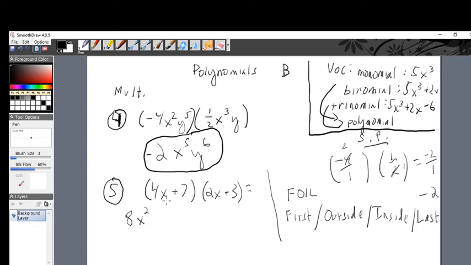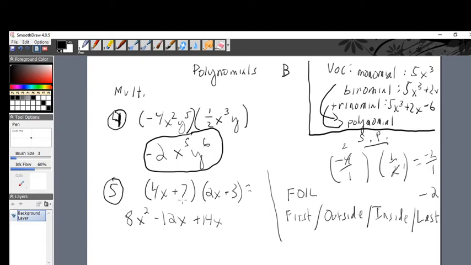Okay, now outside times outside. You can think of it as the defensive ends, for a sports metaphor. Outside times outside. So 4x times negative 3 is negative 12x. The outside term times the outside term. Now inside term, the two tackles, the sports metaphor. Inside times inside. 7 times 2x, that's going to be 14x.